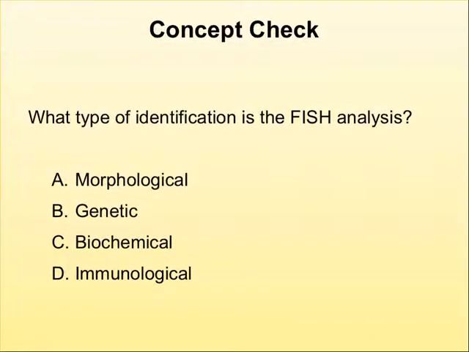Let's have a quick concept check before we move on. What type of identification is FISH analysis? Is it morphological, genetic, biochemical, or immunological? Well, so far we haven't covered immunological. Because it involves DNA, it's not morphological, we cannot see it. It's not biochemical because we're not looking at products of certain reactants that are put in there. It involves DNA, so we'll go with the genetic option here.